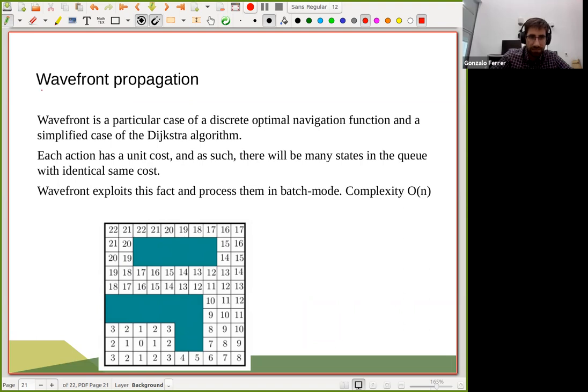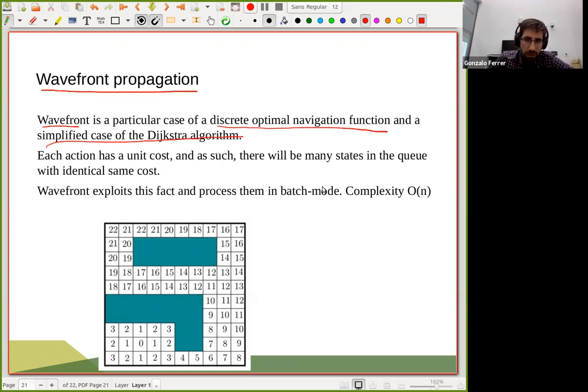But let's see a very, very simple application of this navigation function, because we started with this more general idea of dynamic programming, value iteration, but then at the end, how this translates into things that are useful, right? So wavefront propagation is a particular case of an optimal navigation function, and optimal in the sense of length of the path. And it's also a simplified case of the Dijkstra algorithm. So this is great because we are improving Dijkstra with just this wavefront propagation. So what is this algorithm doing, right?